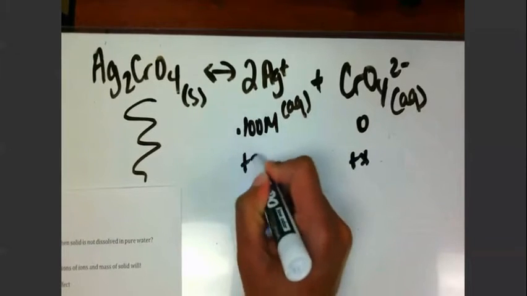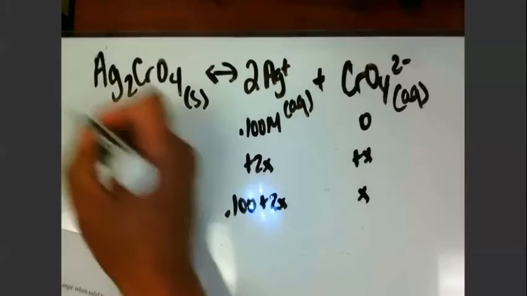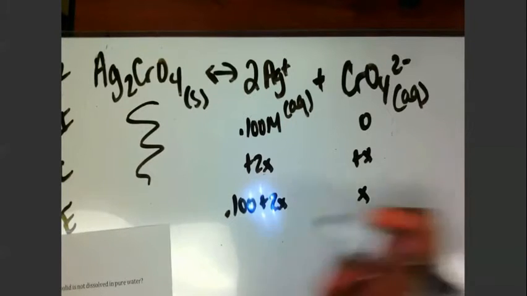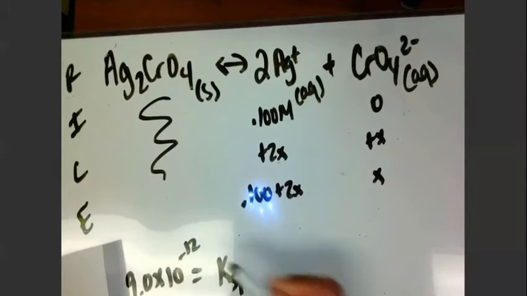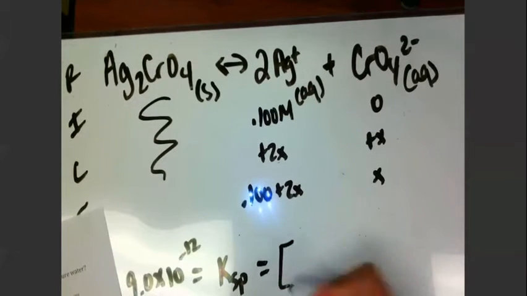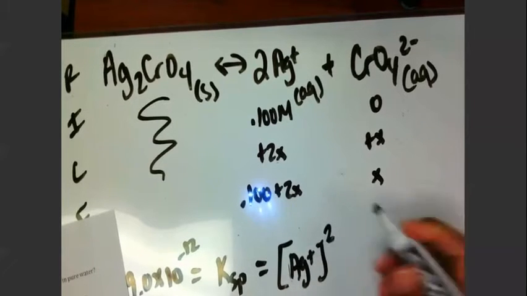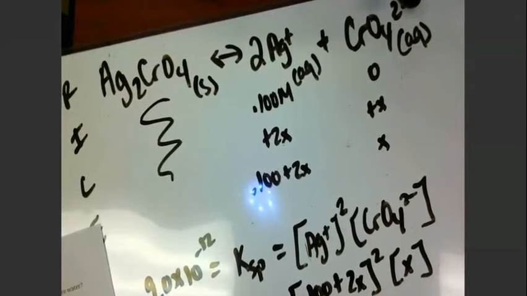We would say this is plus x and this would be plus 2x. So at equilibrium this would be 0.100 plus 2x, and this would be x, because it's RICE. What you're going to ultimately have is a Ksp value of 9.0 times 10 to the negative 12, but we're going to write Ag+ squared times CrO4 2-. Then we say this is 0.100 plus 2x, squared, times x, which is equal to 9.0 times 10 to the negative 12.